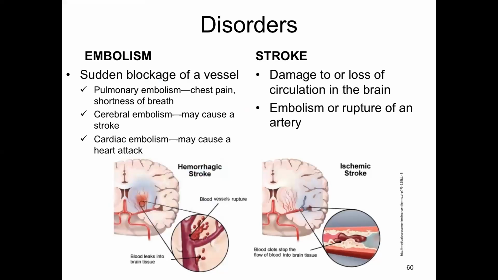And this can also be because of a ruptured artery as well. So think of a cerebral aneurysm, for example. So that can happen as well. So stroke could be due to embolism or back to our idea of aneurysms. I said most of the aneurysms are happening in the aorta, but they can happen other places as well, right? So a brain aneurysm.